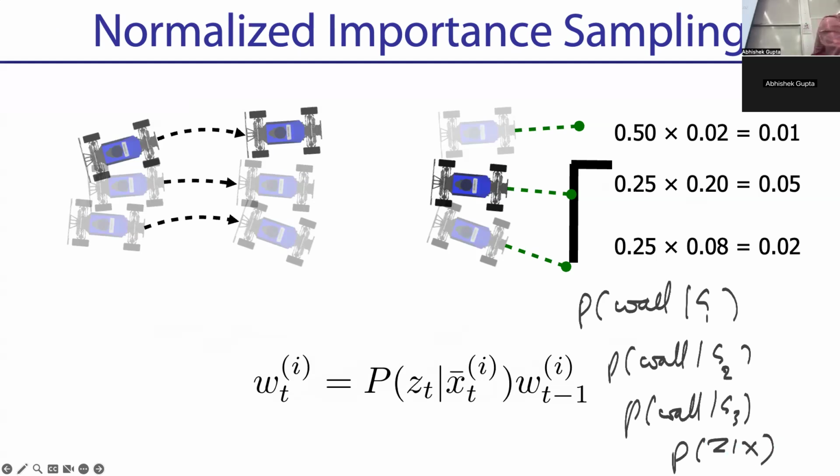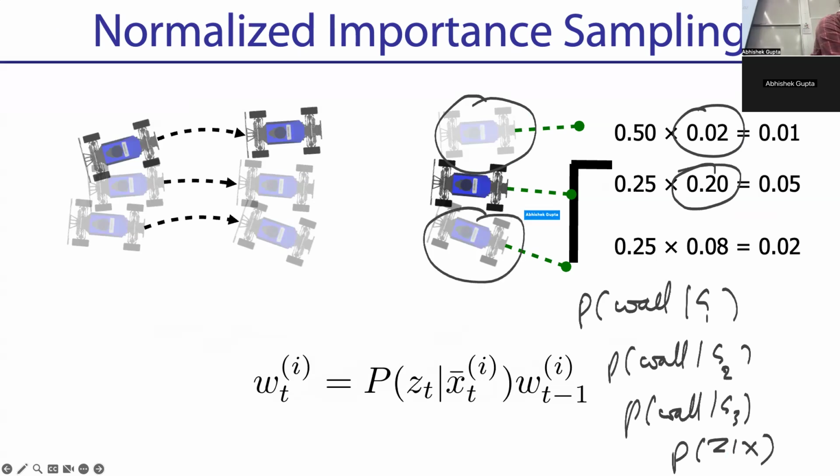If you look at these likelihoods, the likelihood of getting a wall here is 0.02. It's very unlikely there's a wall in front of you if you were there. The likelihood of getting a wall here is pretty high. There's likely to be a wall. And the likelihood of getting a wall here is a bit higher than here, but not that high. So what I'm going to do is multiply the previous weights by this new P of Z given X. As I said before, you take the previous weights and multiply by P of Z given X.